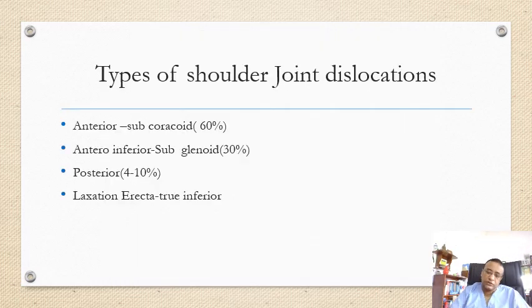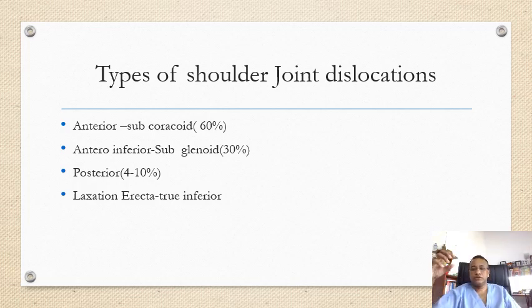Now we are coming to the types of shoulder joint dislocations. The most common type is anterior shoulder joint dislocation. It is subcoracoid. Why is it called subcoracoid? Now we know we always describe the relationship of the distal part with the proximal part. The humeral head has dislocated anteriorly and it has gone subcoracoid, beneath the coracoid. It is the most common type. 60% of shoulder joint dislocations are subcoracoid.